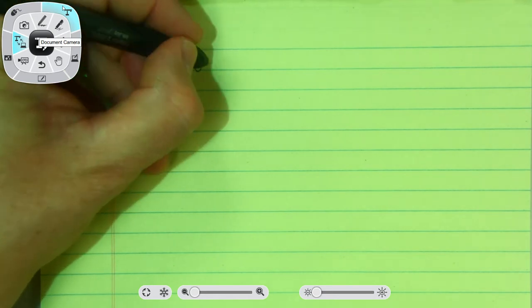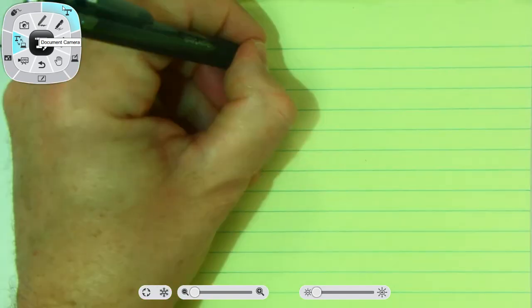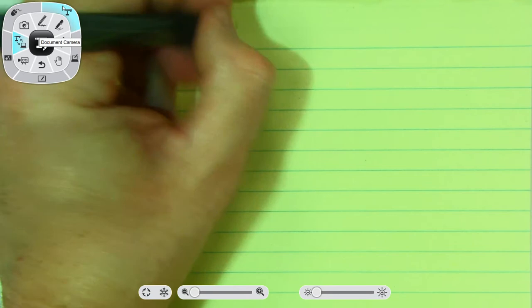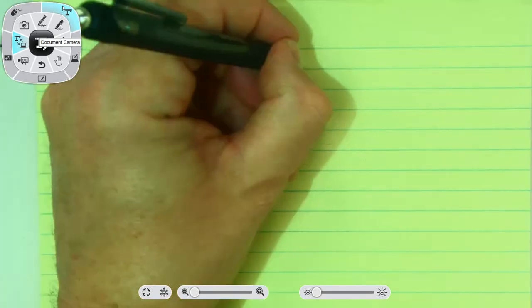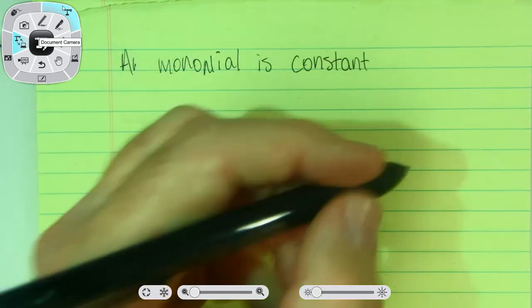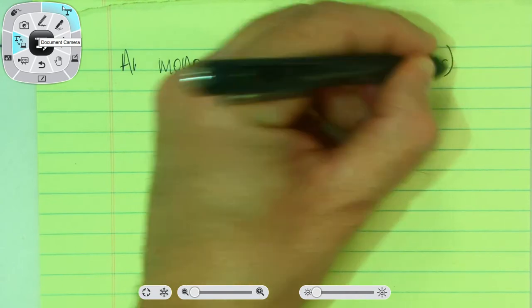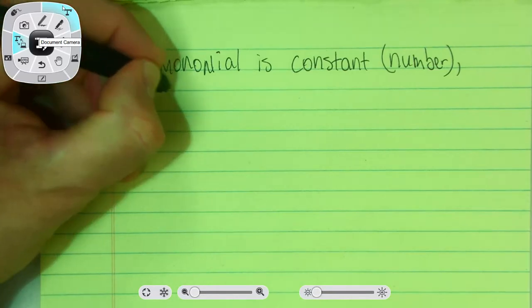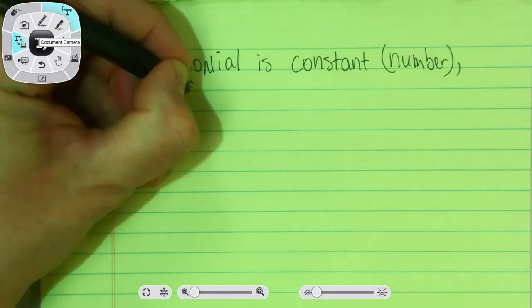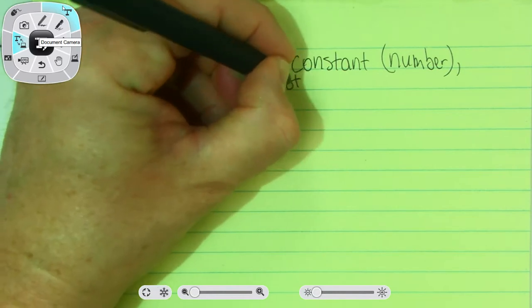Now that might be a new word, but you really know what a monomial is. A monomial is made up of a constant. Now, that's the math word for just a number. It could also be made up of a variable. So it could be a number or a variable, or a monomial could be both.